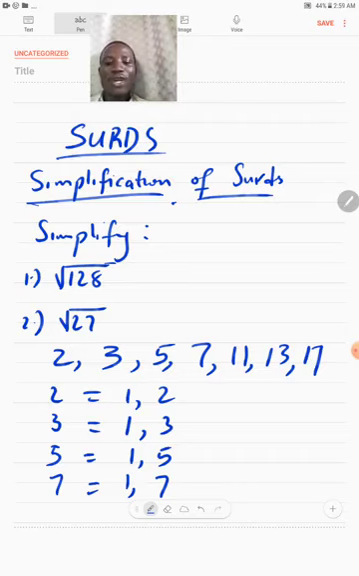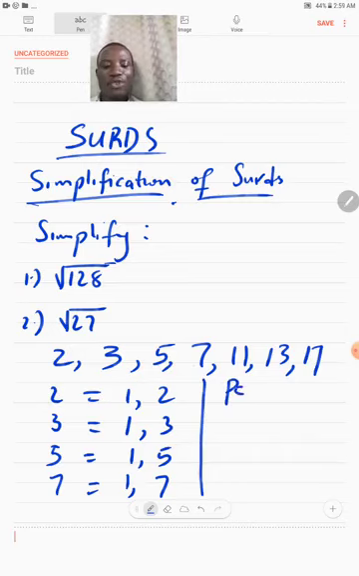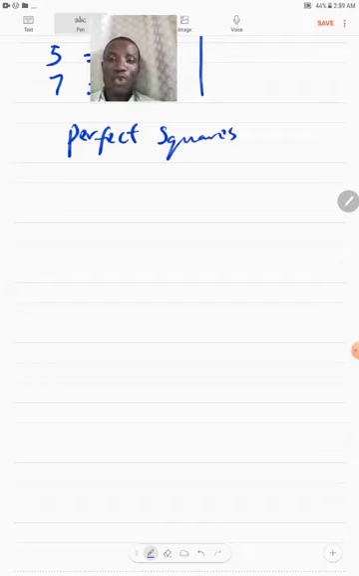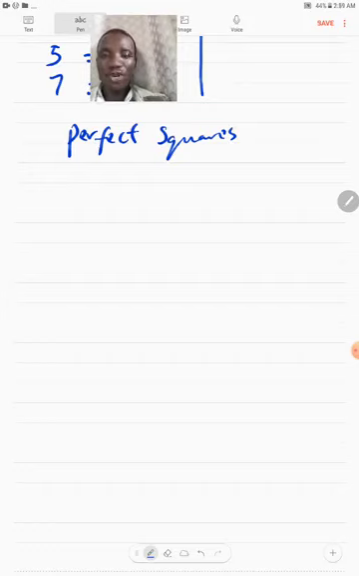Now, another knowledge that we should have is the knowledge of perfect squares. What are perfect squares? Perfect squares are numbers whose square roots you can find directly, or they have whole number square roots.